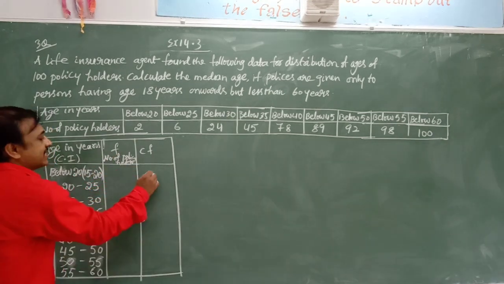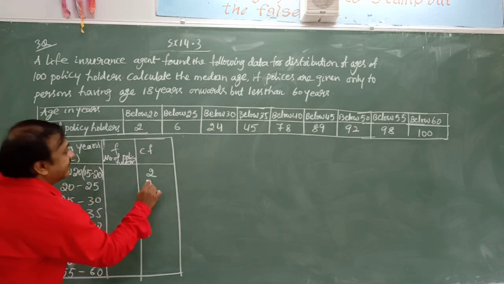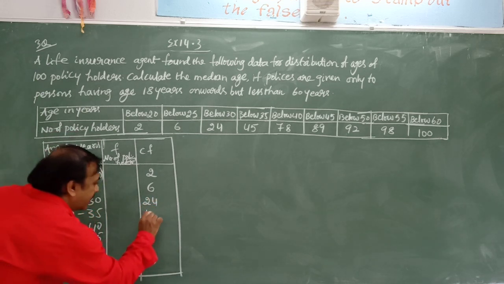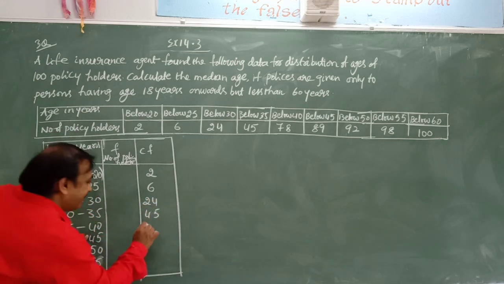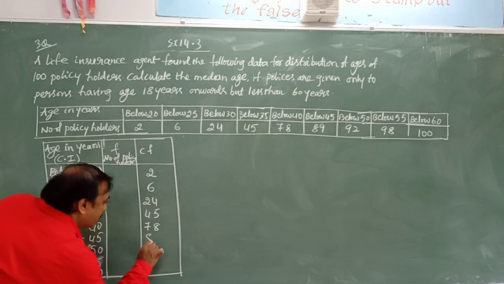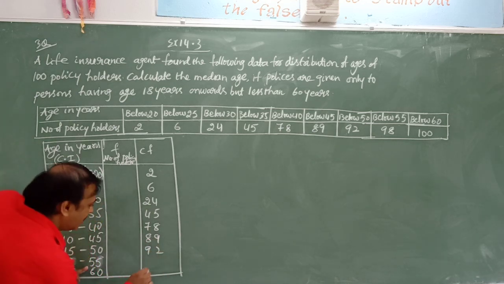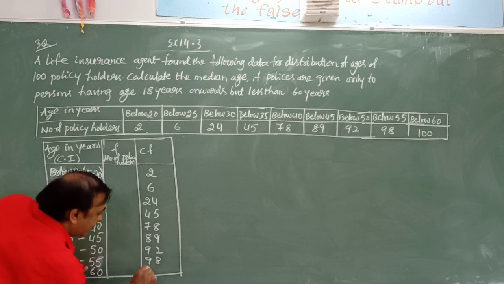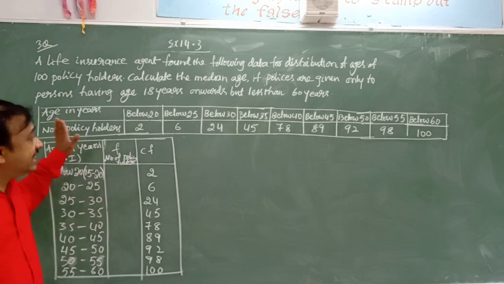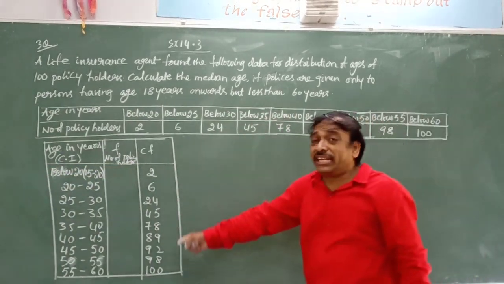Now, cumulative frequencies are already given in the question, that is 2, then 6, then 24, then 45, then 78. After 78 you have 89, next 92, next 98, then 100. This is the last column. So these are in increasing order. That's why these are cumulative frequencies.